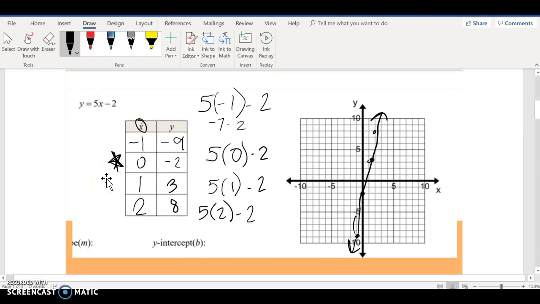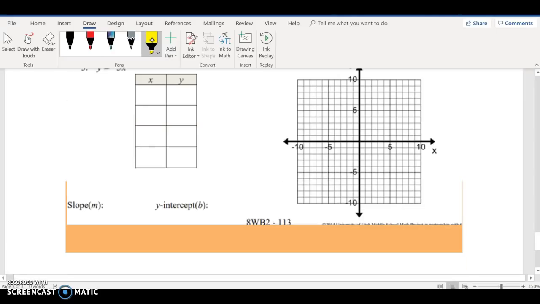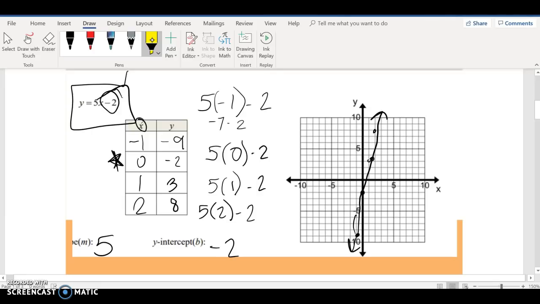Okay, so what's my slope here? What's my rate of change in this equation up here? Well, my rate of change is 5, and my y-intercept, or my home base, is -2. I can check that by coming over here and saying, okay, where on that graph does my slope cross the y? The answer is right here at -2.